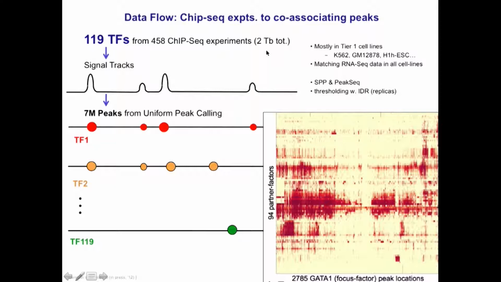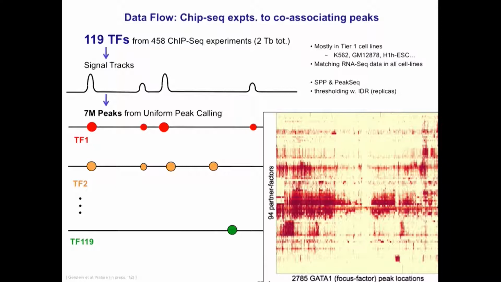Now, this is a huge data set. It's definitely a very big amount of data to pour through. So what does the data look like? Well, it has these signal tracks, and then you can find regions in the signal tracks that have peaks. I'll talk to you a little bit about how you can find peaks later, but at a simple level you can find about 7 million peaks in those tracks.